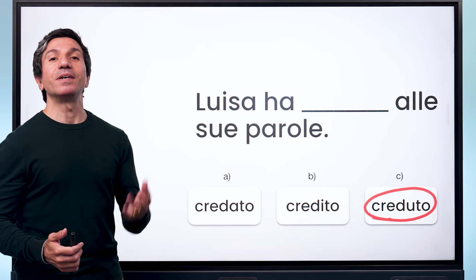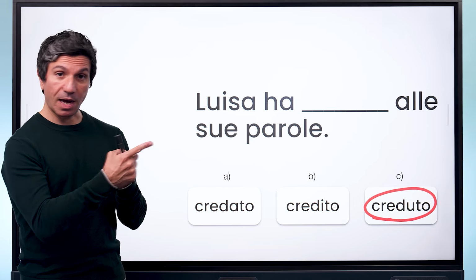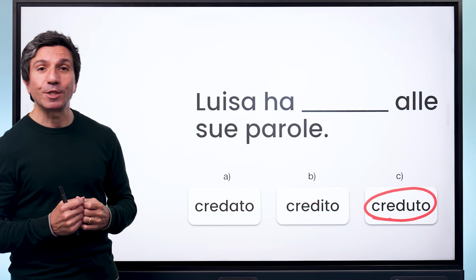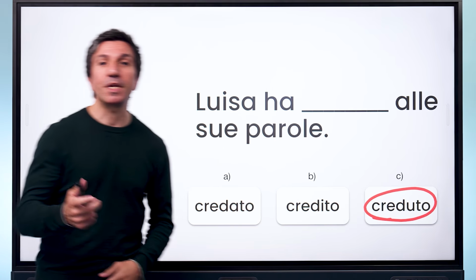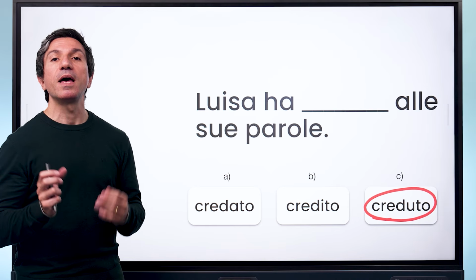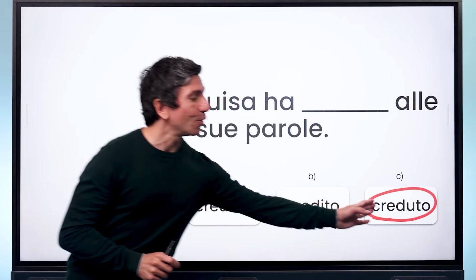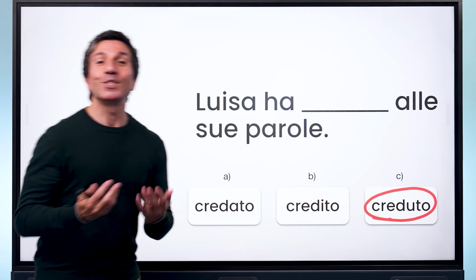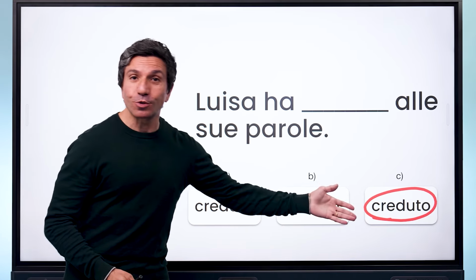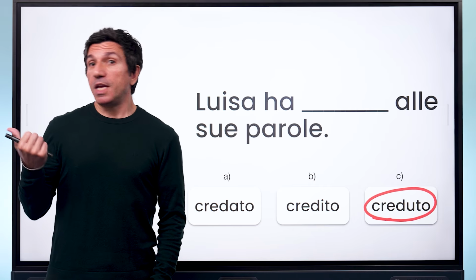We use the verb avere in the present, and the past participle creduto, given by the base of the verb credere, cred, and the ending uto. So, Luisa ha creduto means Luisa believed.